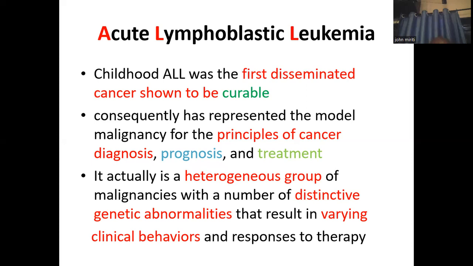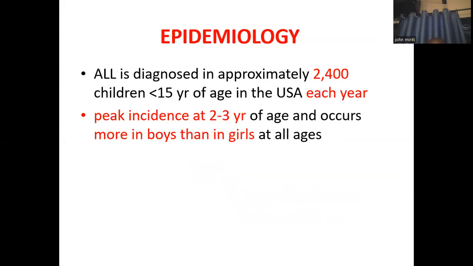It is actually a heterogeneous group of malignancies with a number of distinctive genetic abnormalities that result in a variety of clinical behaviors and responses to therapy. So acute lymphoid leukemia does not have a very specific clinical behavior. The symptoms can vary from one client to the other, and the response to treatment also depends on various factors. Acute lymphoid leukemia is diagnosed in approximately 2,400 children less than 15 years of age in America each year, with a peak incidence at 2 to 3 years of age, and it occurs more in boys than in girls at all ages.